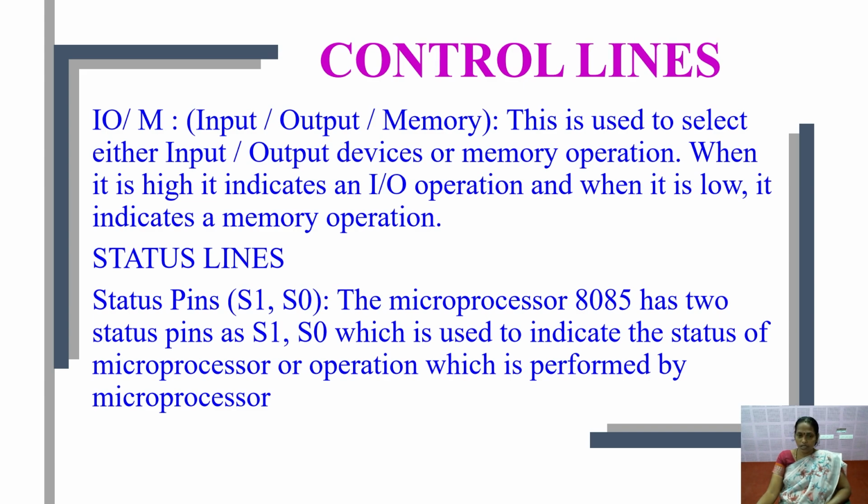Next is the status lines. The status lines are S1 and S0. The microprocessor has two pins, S1 and S0, which are used to indicate the status of the microprocessor or the operation being performed by the microprocessor.